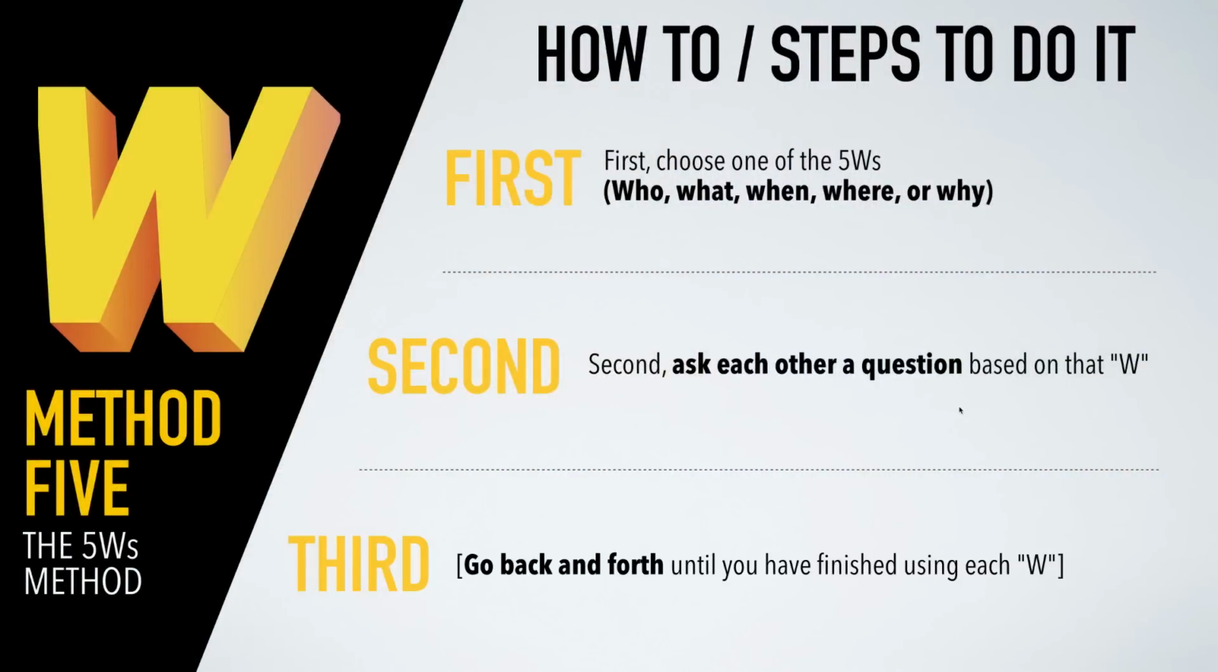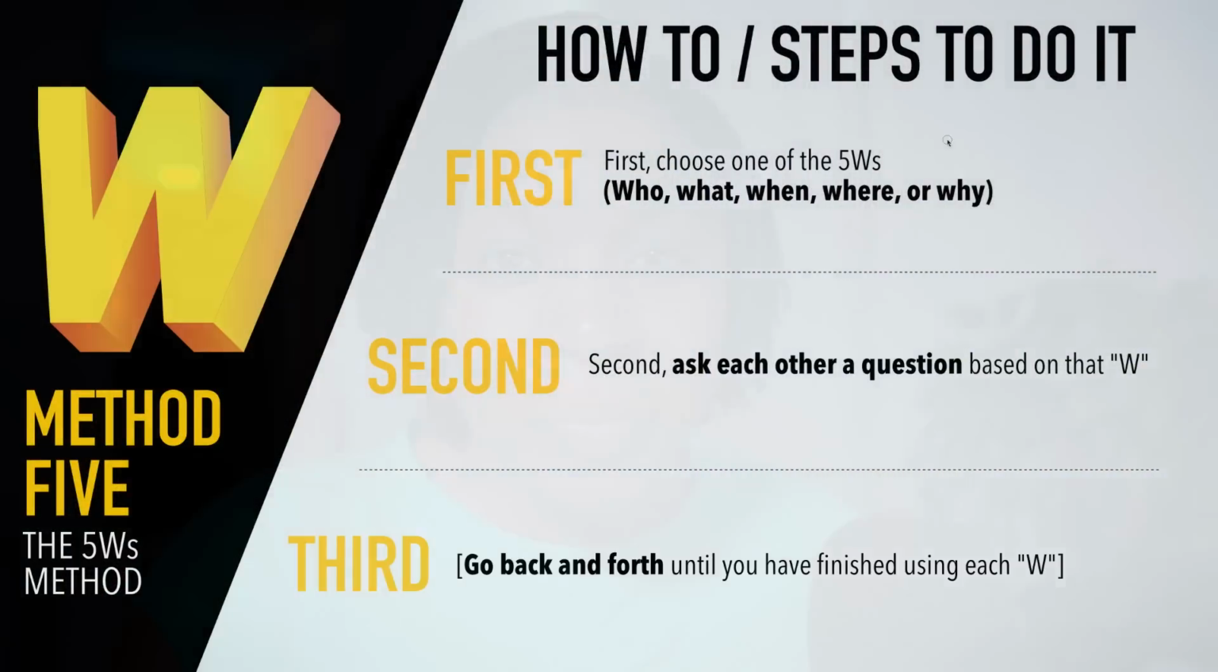And finally, go back and forth until you have finished using each W. So we started with the what, then we'll go to when. Hey, when are you going on your next vacation? My partner may ask me, Tiff, when was the last time you sang at church? Again, any question is possible as long as you're using the W that you and your partner chose. And that's method number 5.